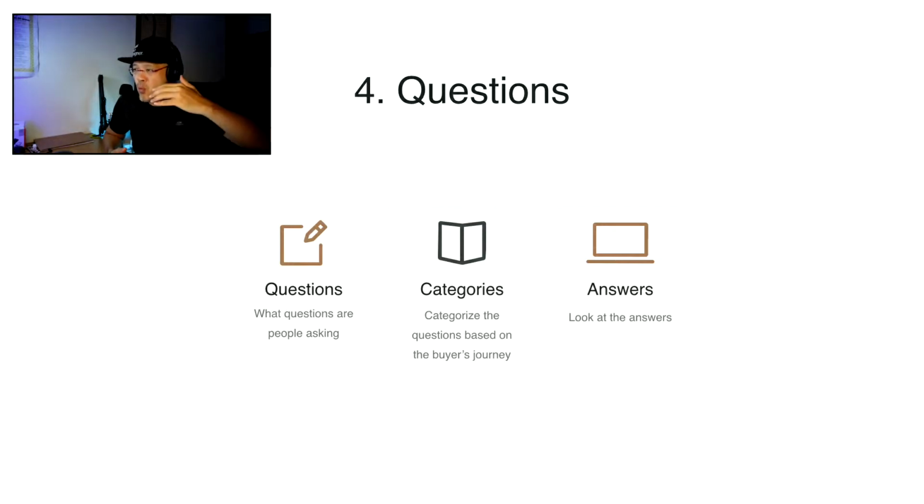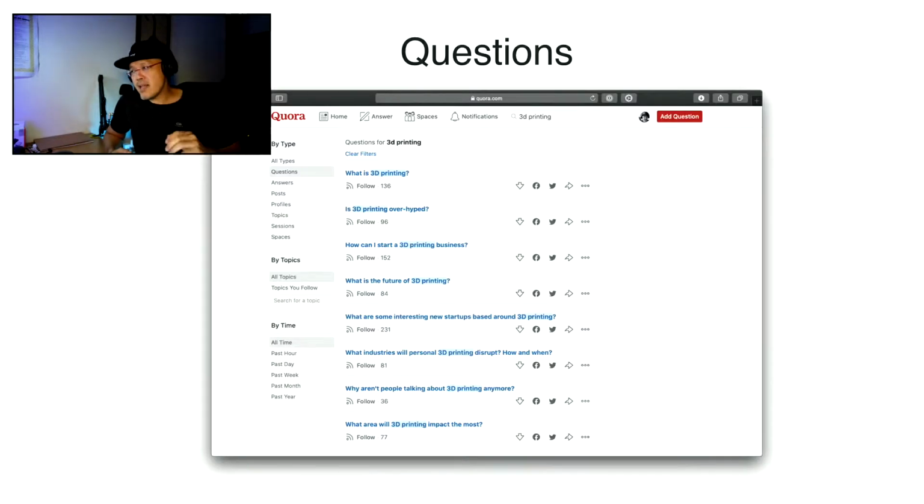Now, once you have a way to find out the questions that people are asking, the next thing that you want to do is categorize them, right? You want to categorize them according to the buyer's journey. We'll talk about the buyer's journey in a separate episode. But what you want to do is organize them into their buyer's journey. And then, of course, you want to look at the answers to the question.